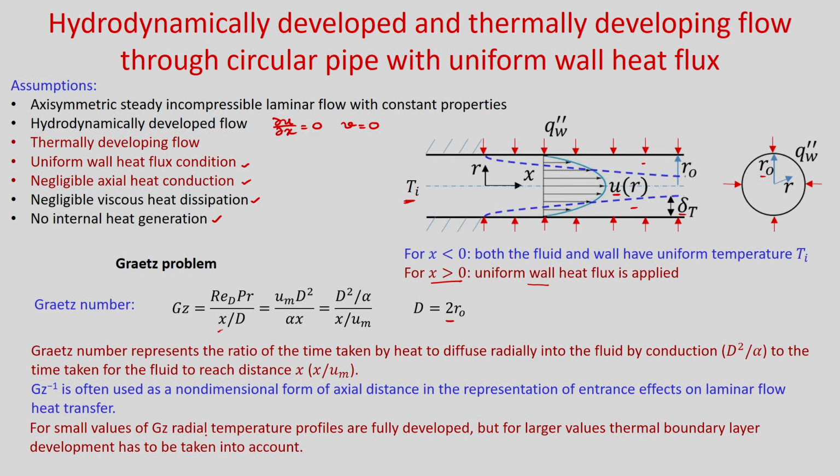For small values of Graetz number, radial temperature profiles are fully developed. You can see that if x is very high, then your Graetz number will be small. So, if x is very high, it will be thermally fully developed flow. But for larger values of Graetz number, thermal boundary layer development has to be taken into account. So, if x is very small, then it will be the thermally developing region.